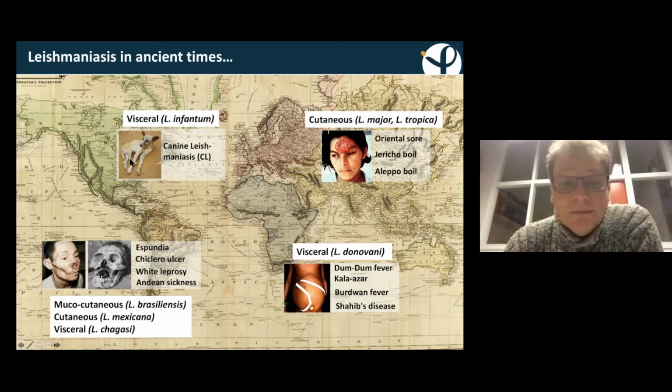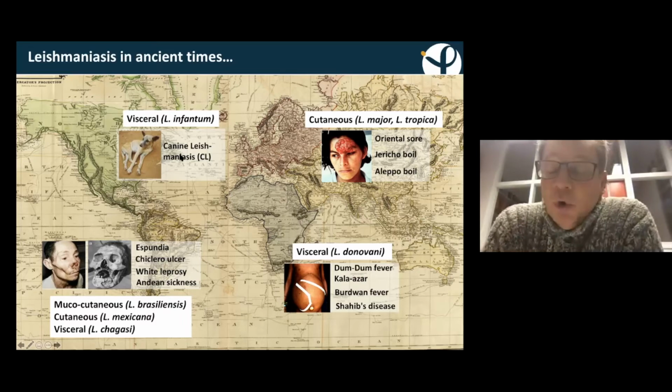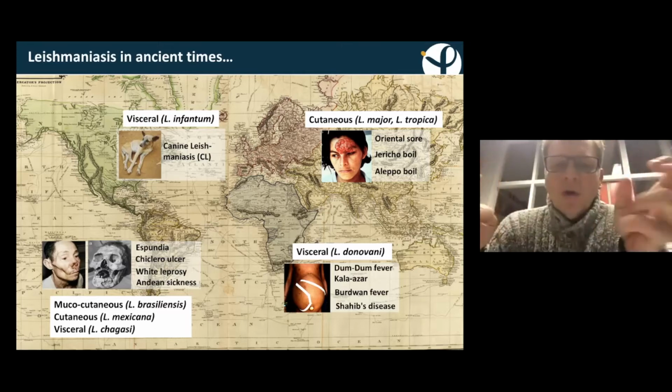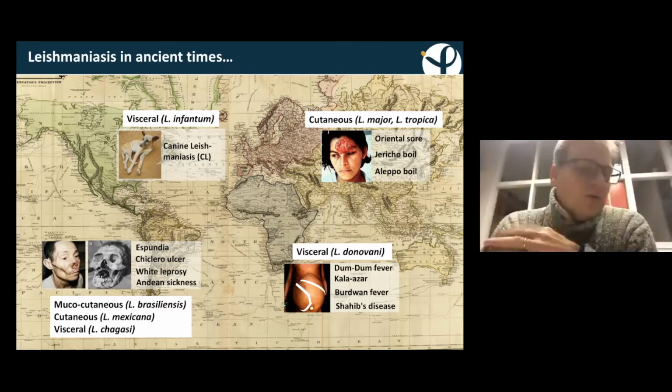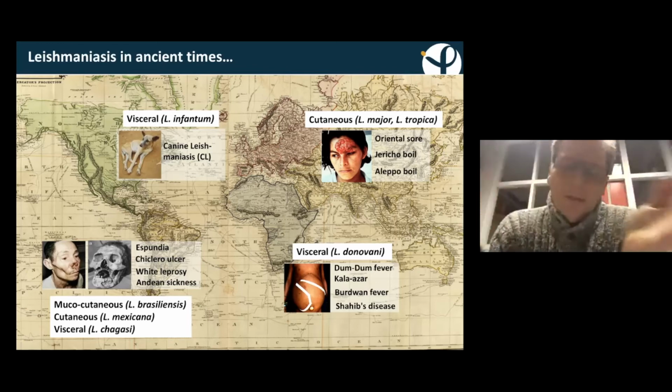We have, of course, many animals that get very sick, and unfortunately, dogs worldwide are extremely susceptible to Leishmania, and they are what we call a reservoir of the disease. You could vaccinate and treat every human. You will never eliminate Leishmaniasis because there's so much parasite in animals, and you can just not treat the animals.